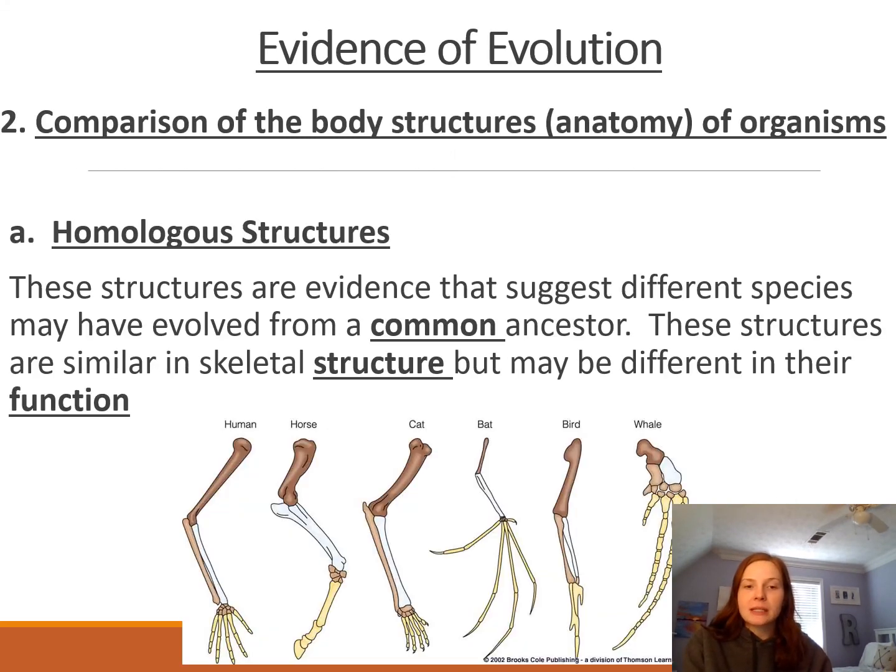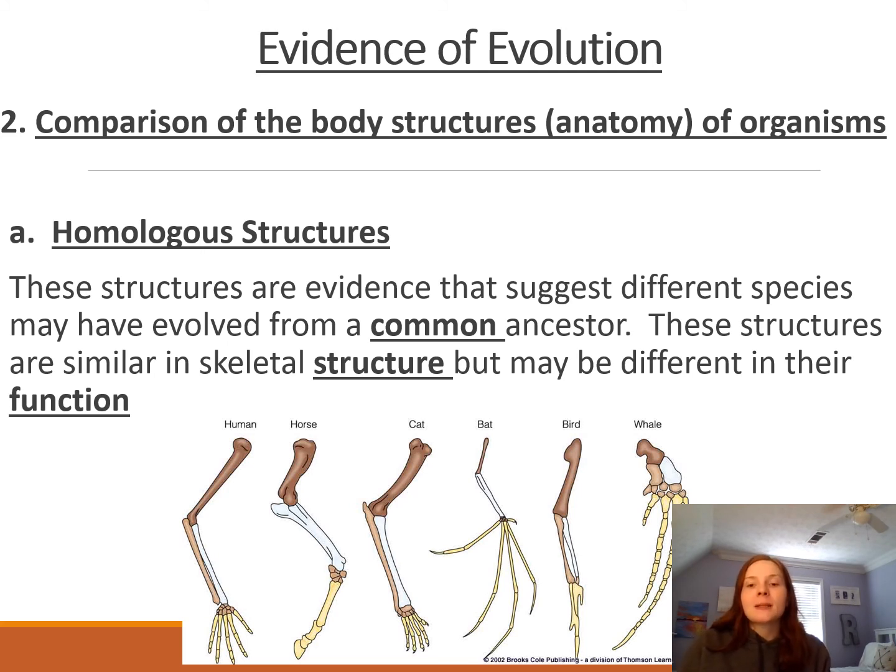The second source is going to be their body structures. What are their bodies like? Do they have similarities in terms of the bones that make up their bodies, the muscles that make up the bodies? Basically, the anatomy or the structures of the organisms. So there's 3 types of these. The first one is homologous structures. If you remember back, homologous means same, or homo means same. And so these are ones that they have the same structure, but they may have different functions.